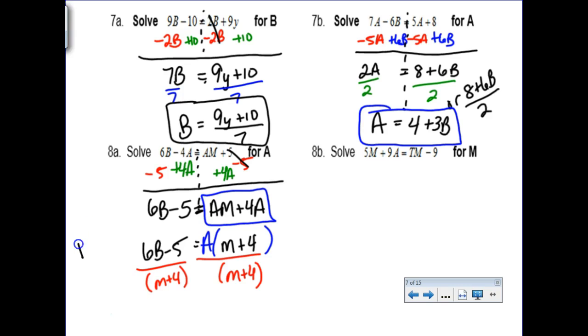Final answer, a equals (6b minus 5) over (m plus 4).